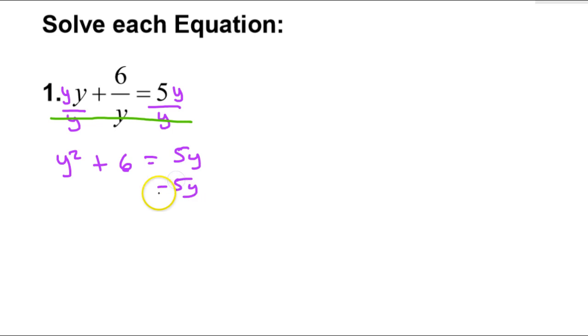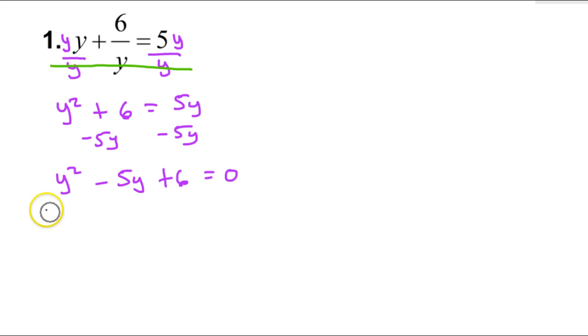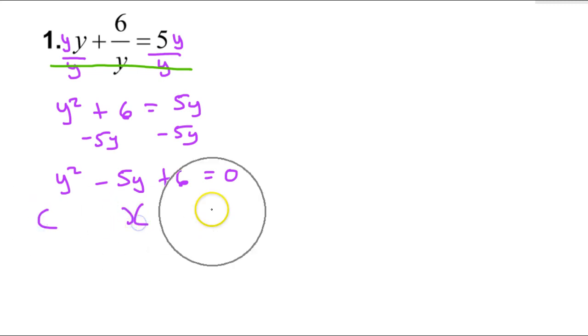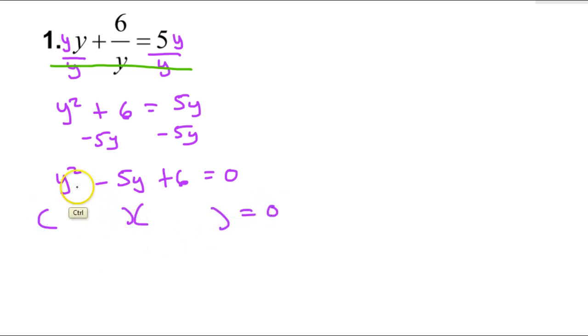Subtracting 5y from both sides leaves me with y squared minus 5y plus 6 is equal to 0. So this is probably factorable. Y squared factors as y times y. 6 factors either as 2 times 3 or 1 times 6.